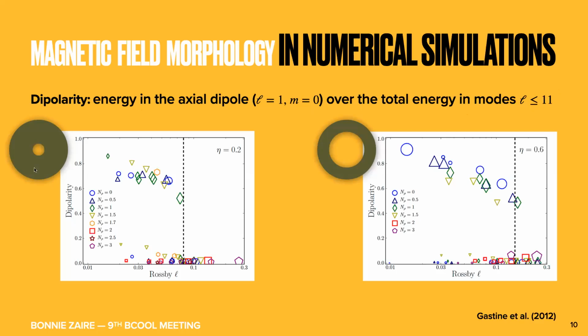And you can see on the left simulations with a thick convective zone, and on the right, simulations with a thin convective zone. So if we first ignore the information about the symbols, we can see that we have strong dipoles existing at low Rossby numbers. And as the Rossby number increases, we see that we transit to more complex morphologies and no strong dipole is obtained after that.